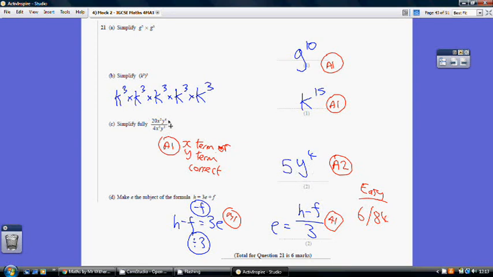Now y to the power of 6 divided by y to the power of 2. Remember when we divide we subtract the powers, so that's y to the power of 4.